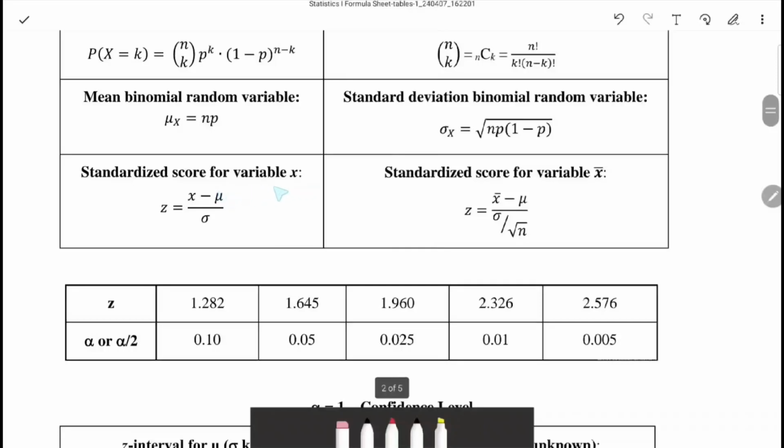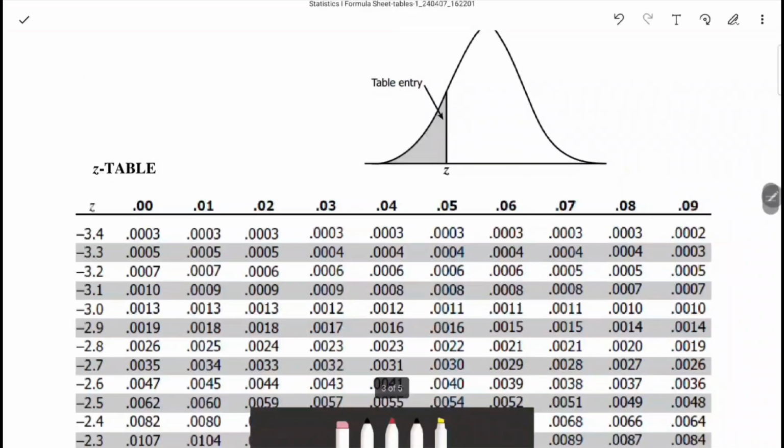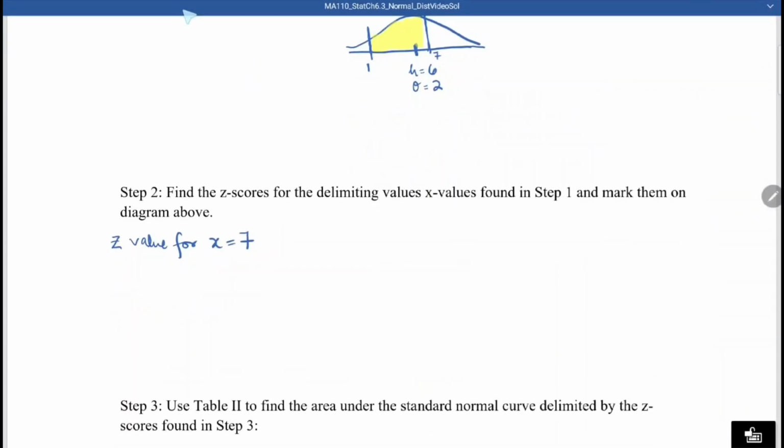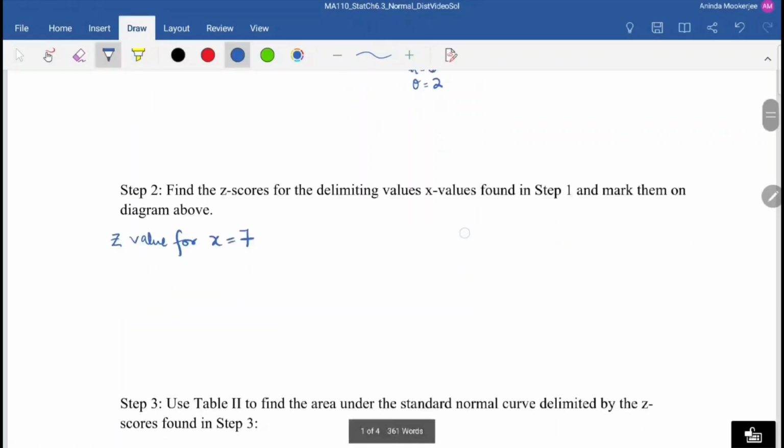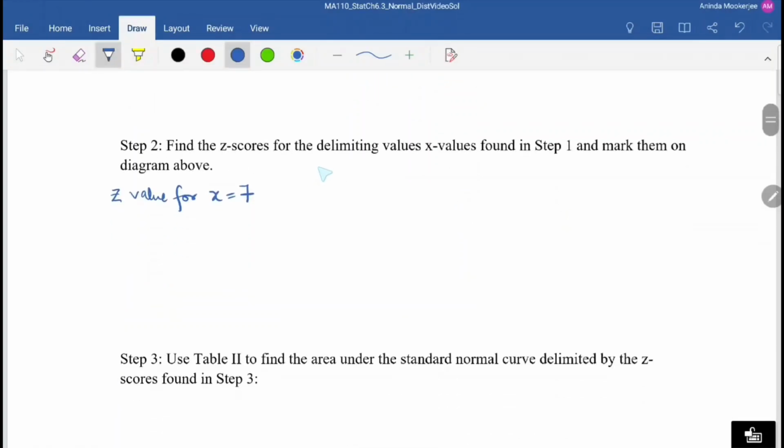Standardized score for variable X, Z equals X minus mu divided by sigma. When we are working with individual observations, then we use this formula. So let's go back to our Word document here. What's the formula for Z? Z equals X minus mu over sigma.